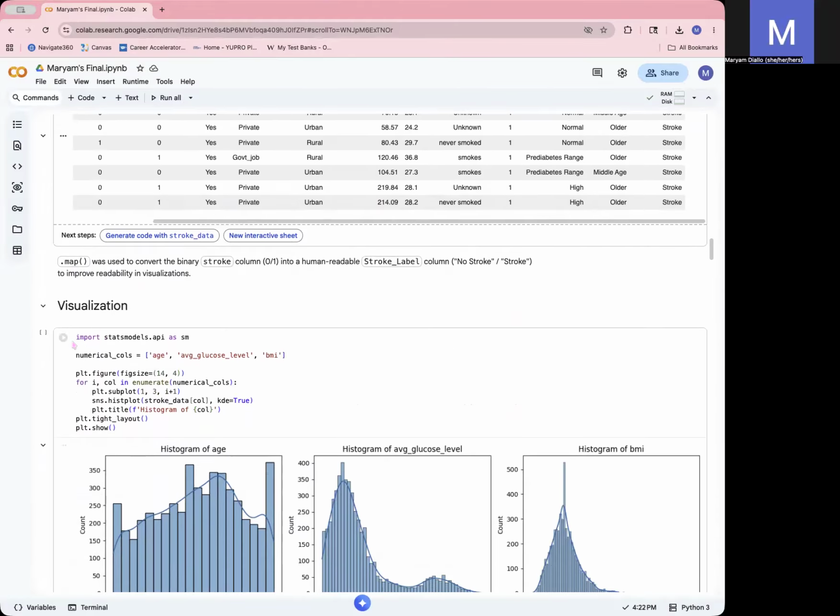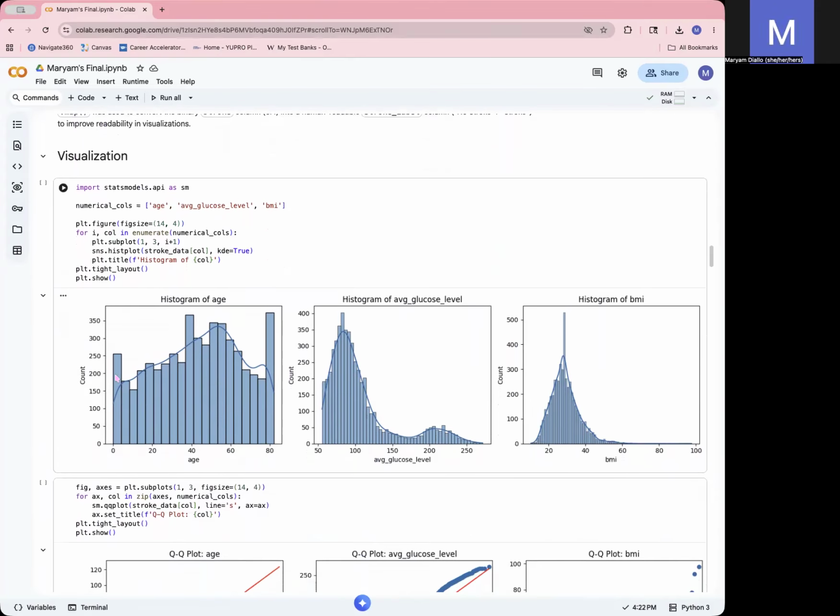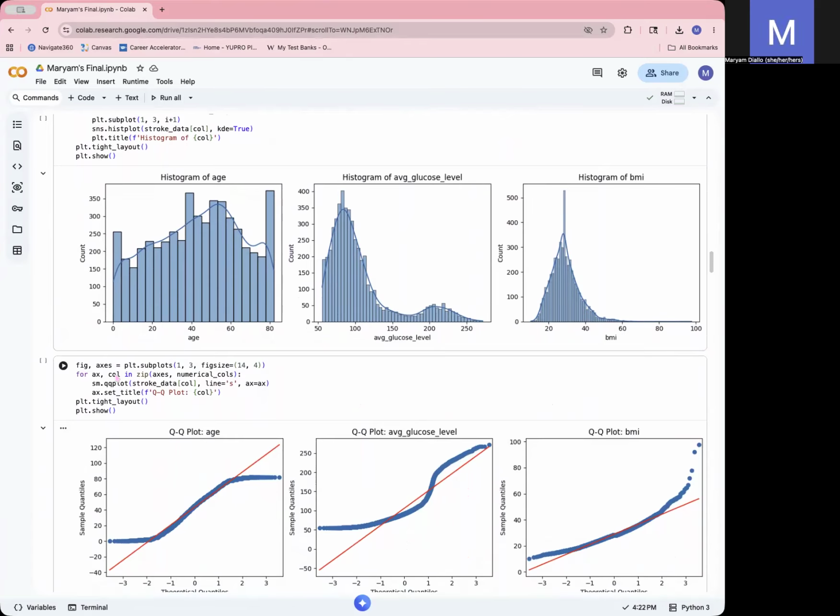Next up, for our visualization, I ran the histogram and the QQ plots on the three numerical columns, age, average glucose, and BMI, just to check whether any of them were normally distributed. Based on the histograms and the QQ plots, none of them follow a normal distribution.